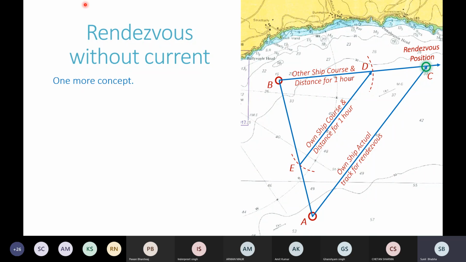Now, beta, we have seen that other ship's course and speed was given to us, and we wanted to find out what course and speed should we maintain so that we rendezvous with the other ship. So we made this plot on the chart. Now, in this plot, the line AB which you see, this particular line which I have highlighted.